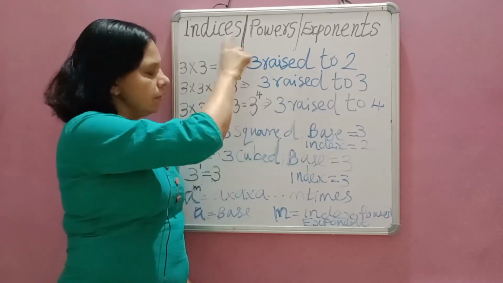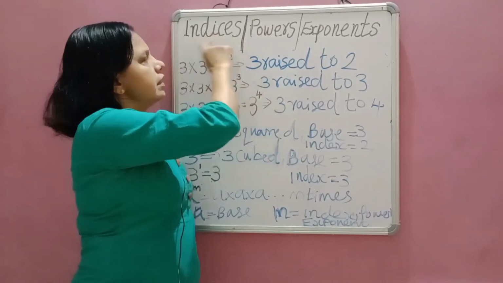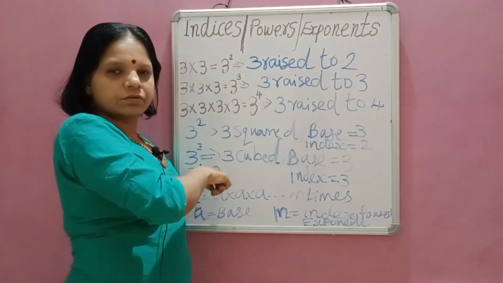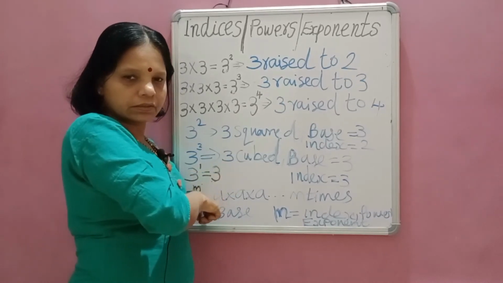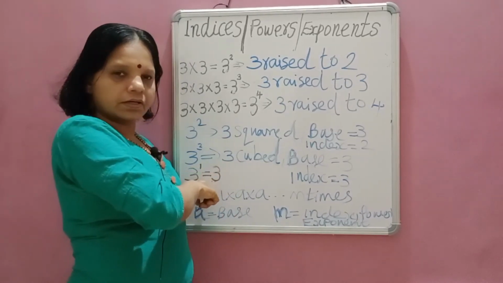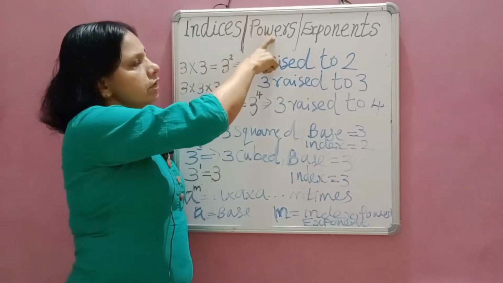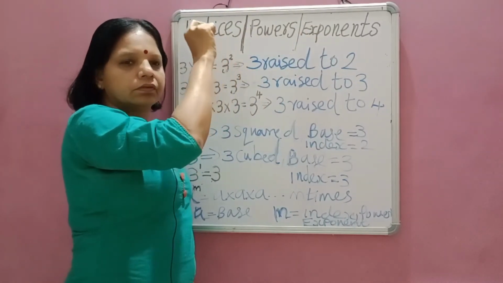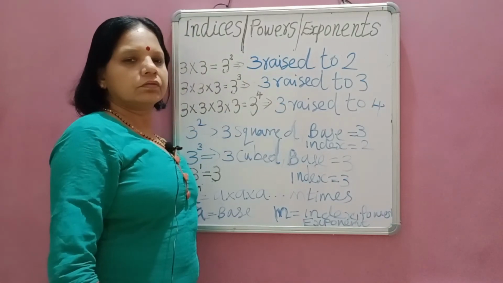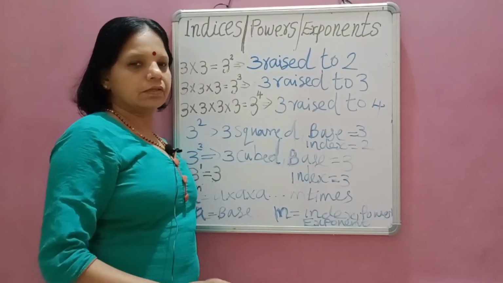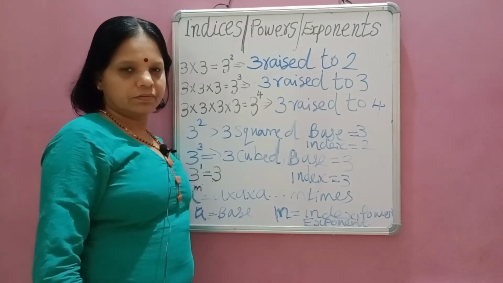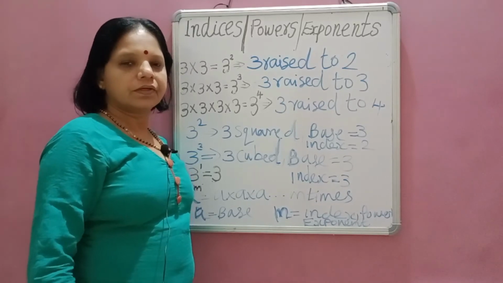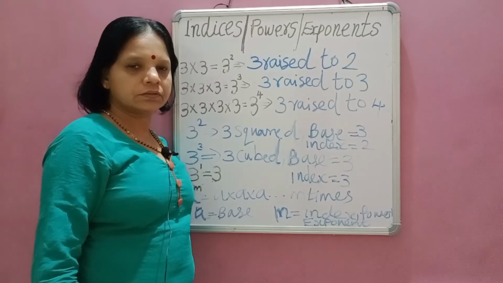This number is generally called indices or powers or exponents. The general form is A raised to m, where A is the base and m is the index or power or exponent. Clear? All the three are different terms used for the same type of number, that is indices, base-index form. Now, more about indices you can learn in the upcoming classes.